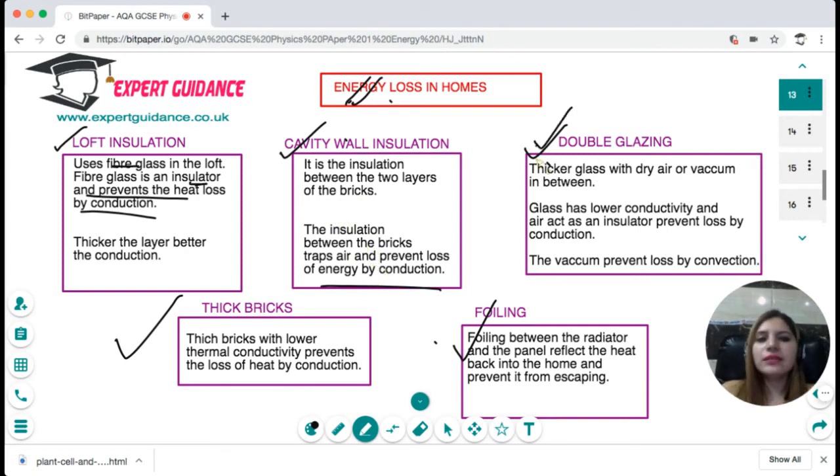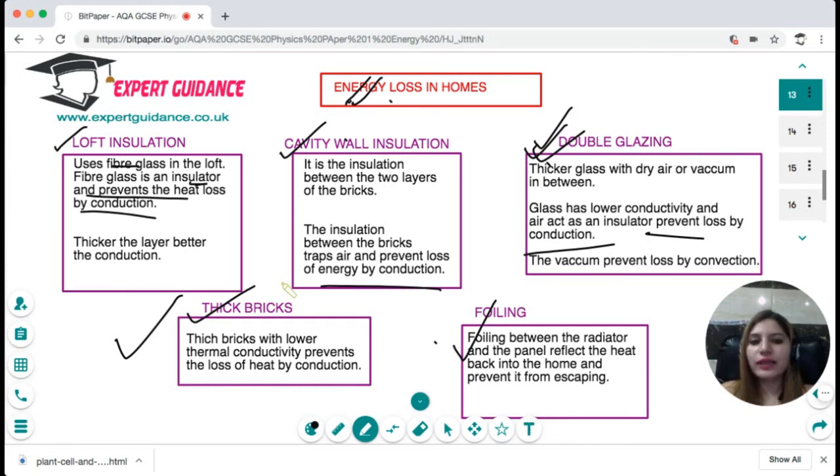In double glazing, we take thicker glass with dry air or vacuum in between. If there is a vacuum, it will prevent loss of energy by convection. And if there's dry air, the air acts as an insulator and it will prevent the energy loss by conduction. Next, when you use thicker bricks, the thicker bricks have lower thermal conductivity and that will prevent the heat loss by conduction.